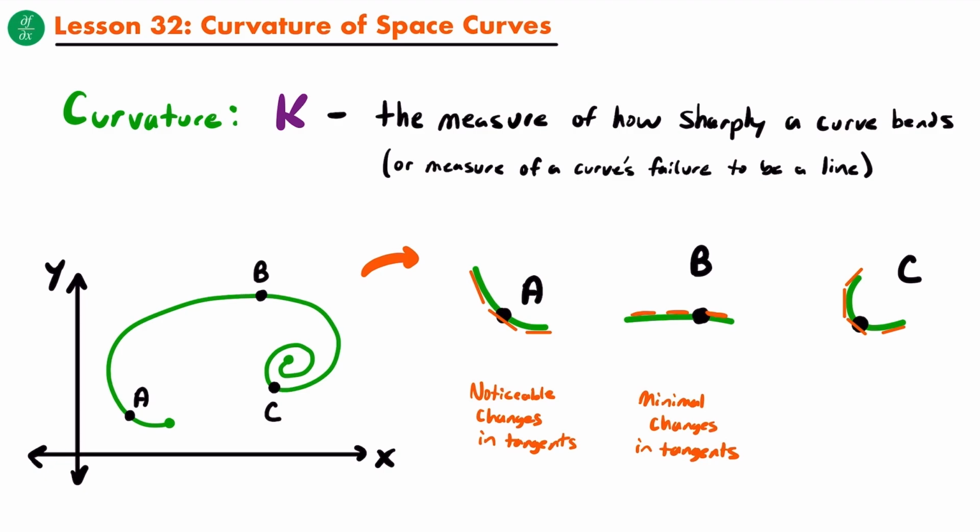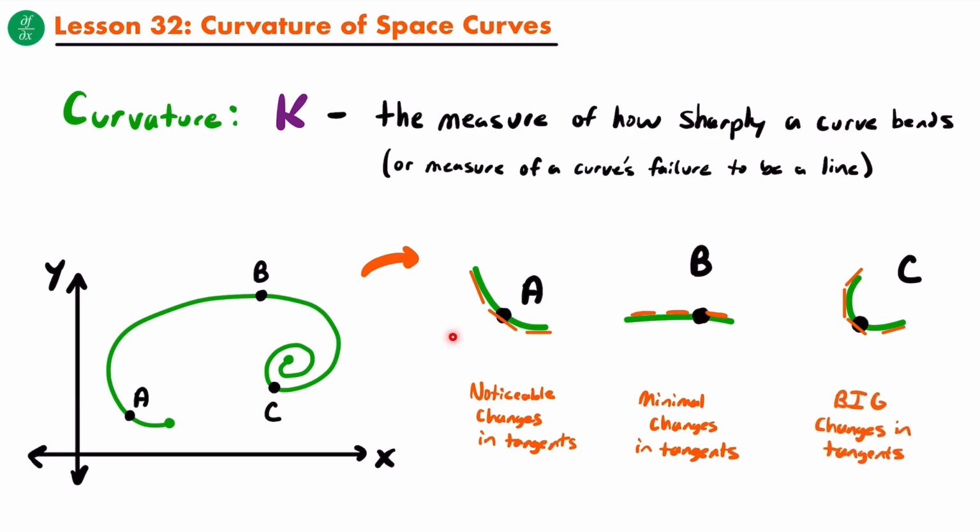You can see that there are big changes in the tangents this time around, right? Each of these tangent lines has a significantly different slope than the previous one. There are big changes in the tangent compared to the arc length. As you walk along the curve, the tangent lines are not just noticeably changing, they have pretty big changes.